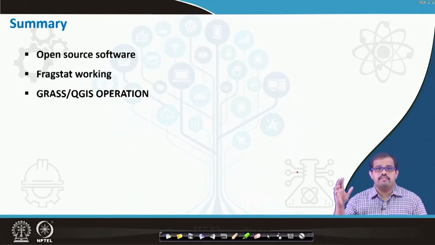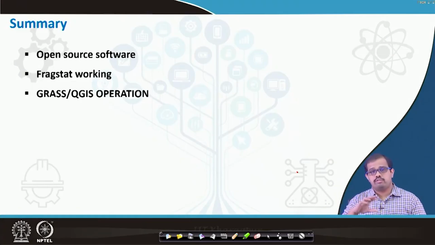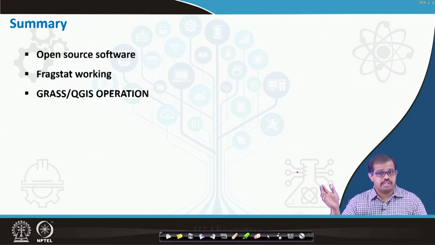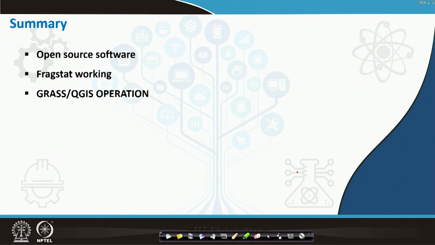So in summary, we looked at the different open source software. We started with OSM as a library, then we looked at GDAL, we looked at OGR, and how effectively they can handle data. Then we looked at software like GRASS and QGIS operations, and most importantly we looked at FRAGSTATS and how it can be used for any research analysis. And finally I gave you an output of how FRAGSTATS can be used for different urban analysis.